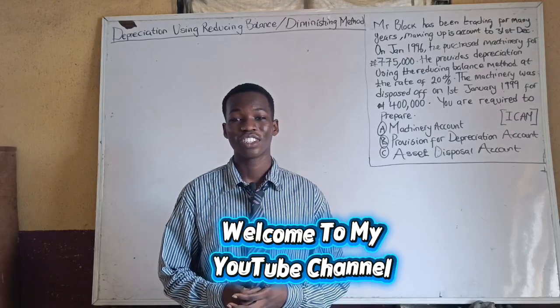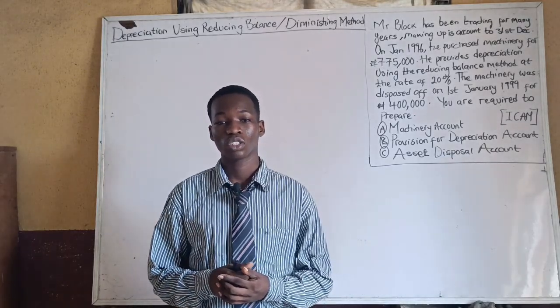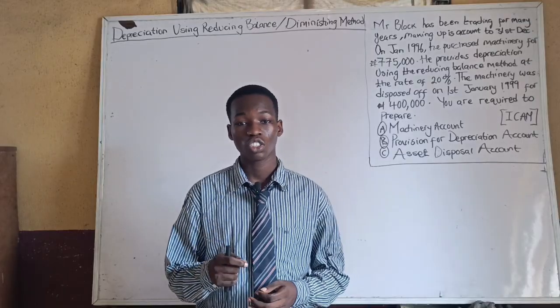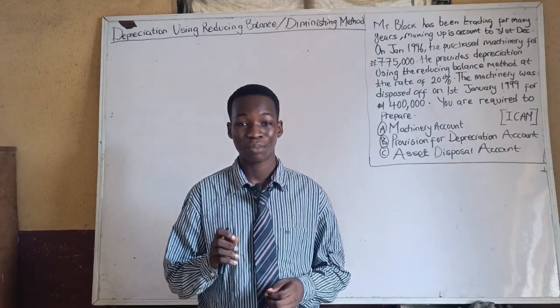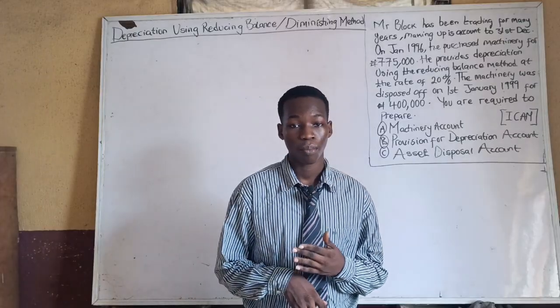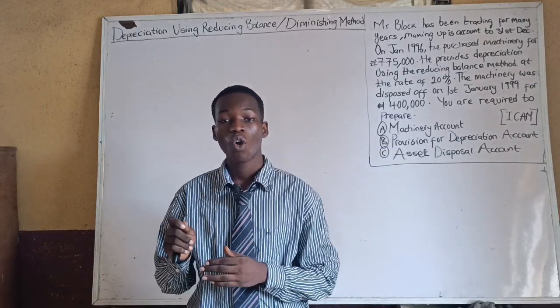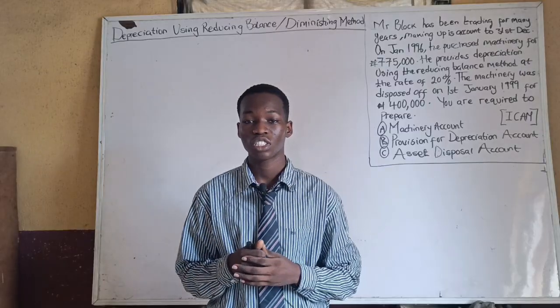Welcome to another video. In today's video, we're looking at depreciation, and one of the methods of depreciation, which is called the reducing balance method or diminishing method. So either you call it reducing balance or diminishing. This is one of the methods of calculating or computing depreciation.